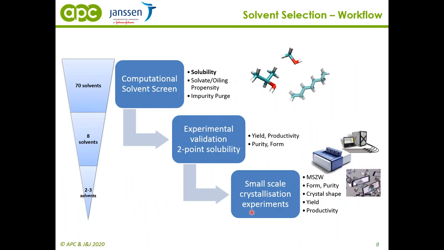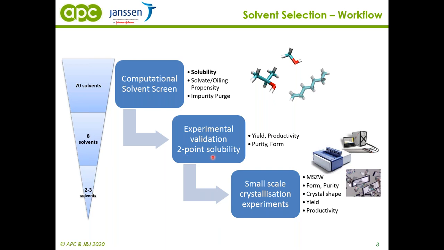Our solvent workflow starts with a large high throughput computational screen. And usually we screen up to 70 solvents. So we identify the most suitable solvents in terms of solubility, so yield, and also exclude those solvents which show, for example, high propensity for unwanted hydrates or solvates. Starting from a set of 70 solvents, we typically identify eight solvents which we take forward to the experimental validation.